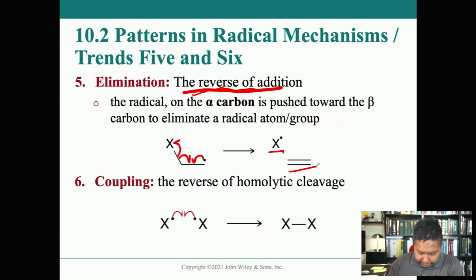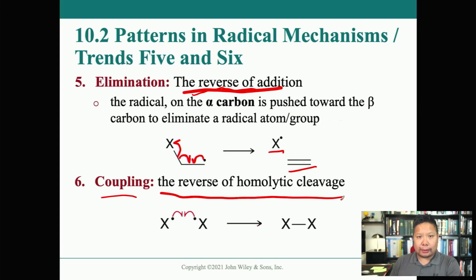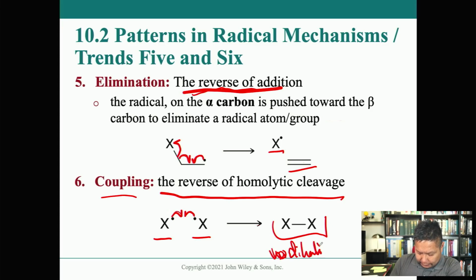And then last but not least, we have the coupling reaction, right, where it is a reverse of the homolytic cleavage. And this is what I was talking about before, where two of them come together and make a bond, right? So now we have two radical halides, right? And their electrons will come together and form a single bond between them, and that gives us a dihalide.